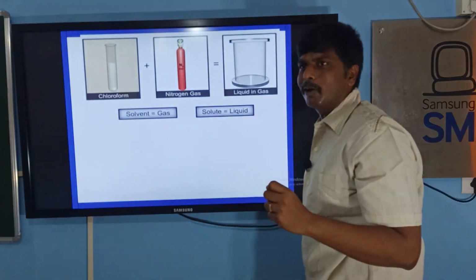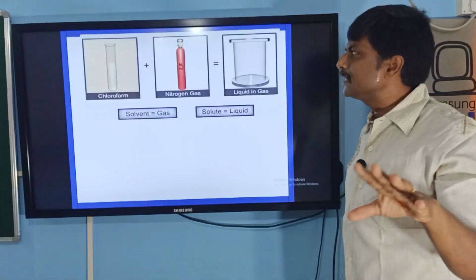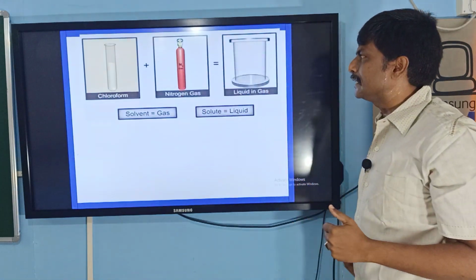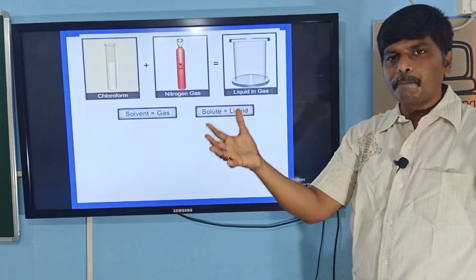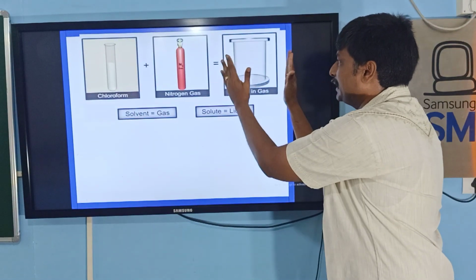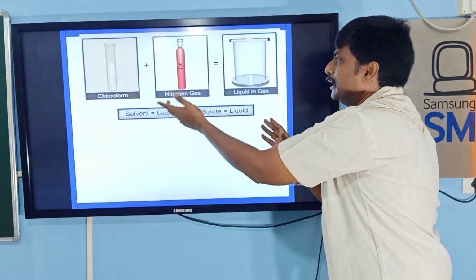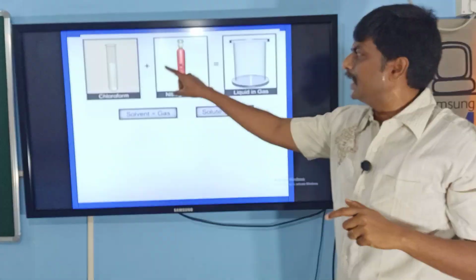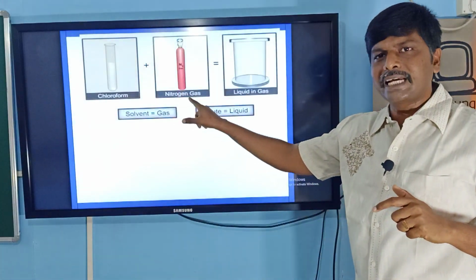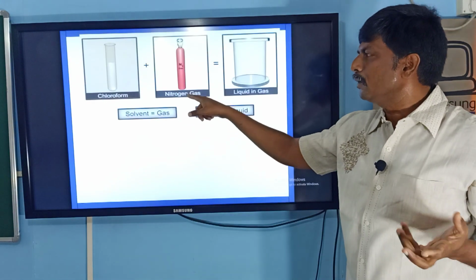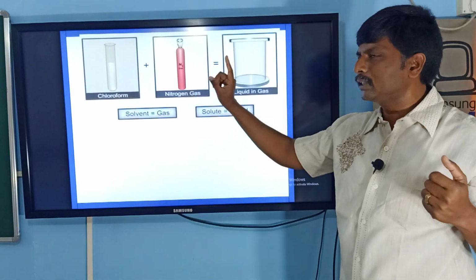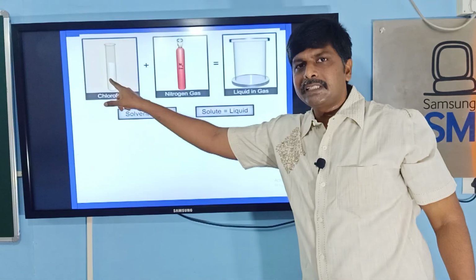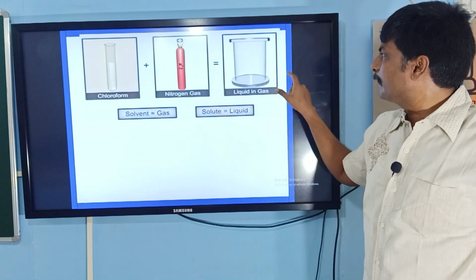Chloroform. Generally you know chloroform, it is used as anesthesia. This chloroform is a liquid, nitrogen is a gas. This chloroform and nitrogen both mix in this container. So both give a homogeneous mixture. This homogeneous mixture contains one liquid, another one gas. Which one's percentage is more? Nitrogen. Nitrogen is the gas solvent. Chloroform is the liquid solute. So it is liquid in gas.